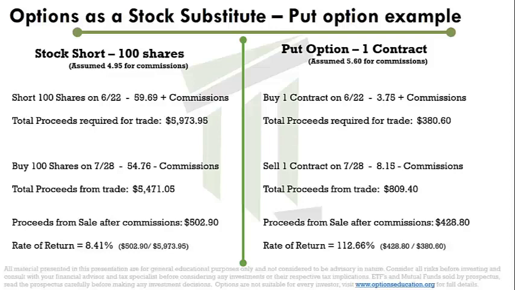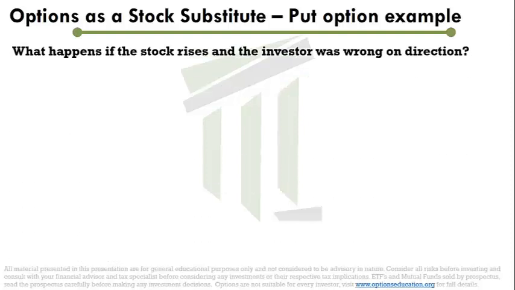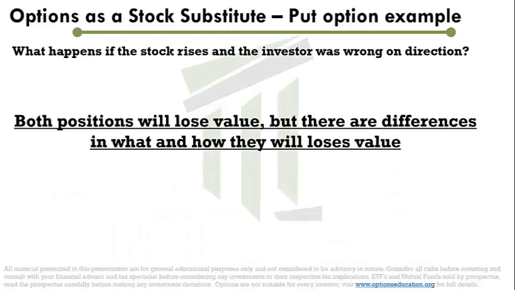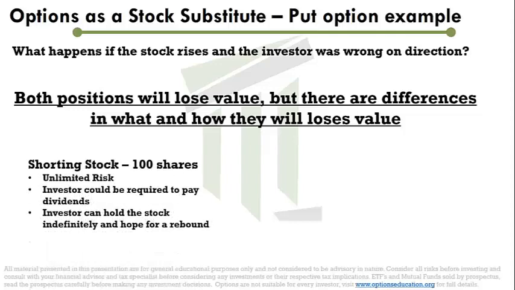What happens if we're wrong? If we're wrong and the stock rises in value, both positions will lose money, but there are some differences. First of all, when shorting the stock, technically there is unlimited risk. This is why shorting stock cannot be done in an IRA. Retirement accounts are not allowed to short stock, and the investor could be required to pay the dividends that come out from the stock.